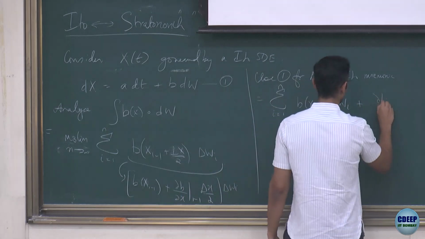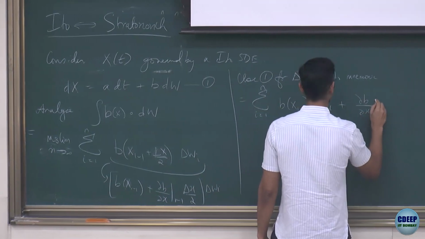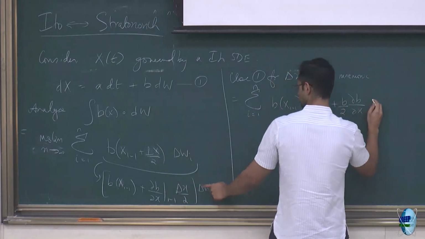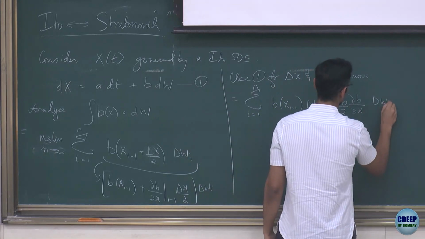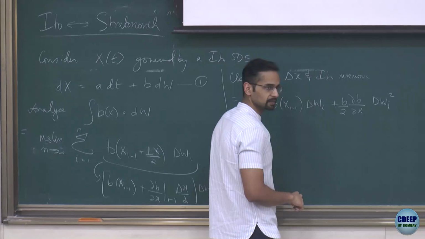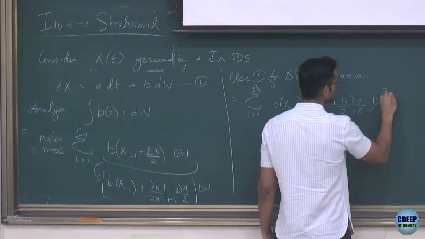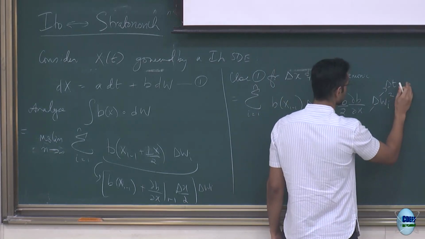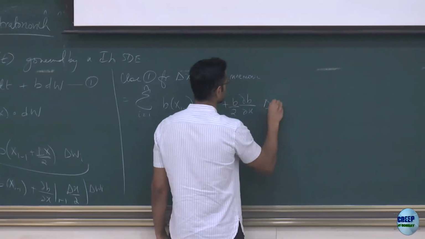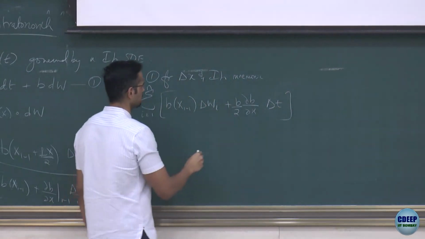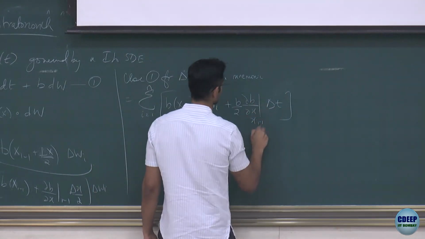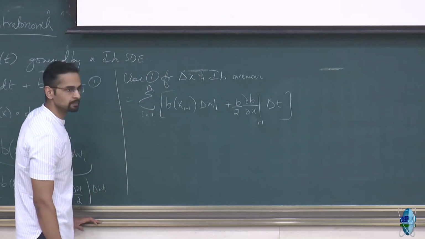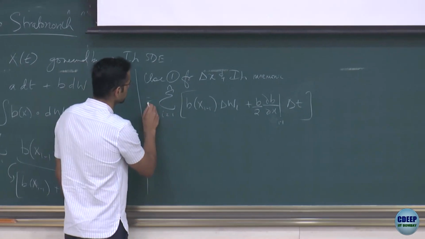And now in the second term, I'll have ∂b/∂x times b, which is coming from here, by 2, which is in the denominator, and then I'll just get delta W_i squared. But that I know is the same as delta t. That's the Ito mnemonic. And other terms will drop out. So I can just put delta t here. And this is evaluated again at x_{i-1}. And then I recover, again, this is the mean square limit, etc.